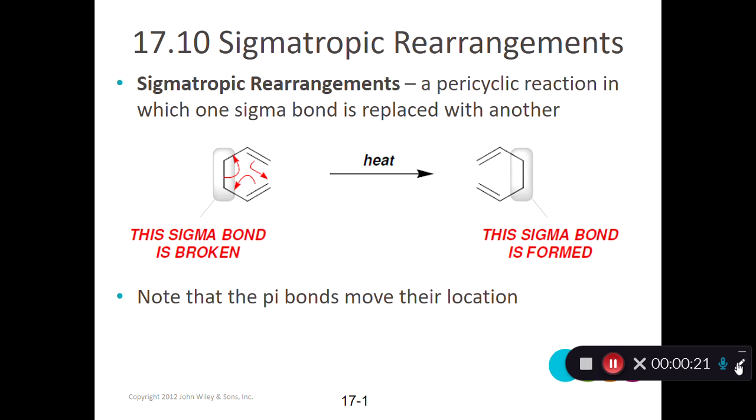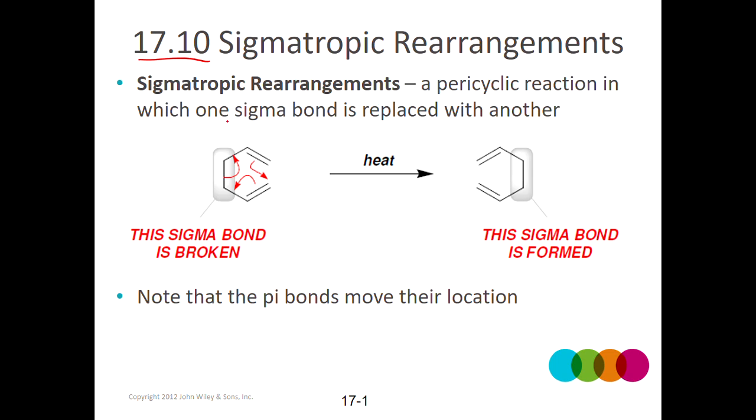So to pick up where we left off last week, we finished talking about the first two types of pericyclic reactions, the Diels-Alder reaction and other cycloadditions, as well as the electrocyclic reactions. And so the third type of pericyclic reaction that's discussed in chapter 17 is the sigmatropic rearrangement.